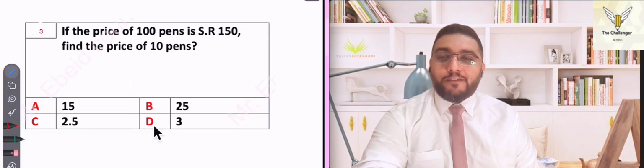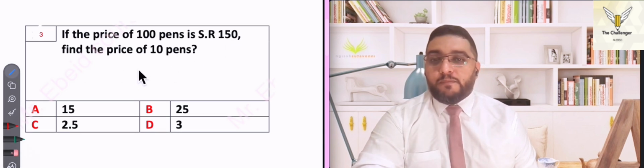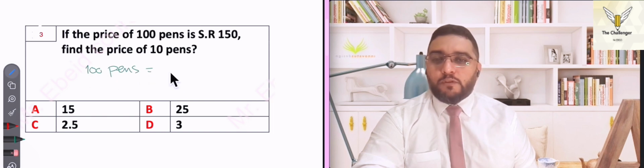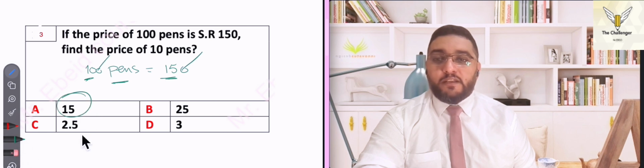The price of 100 pence is 150. Find the price of 10 pence. You know that if you have the price of 100 pence equals 150 reals, just divided both sides by 10, so we'll cross 1 0 with 1 0. So the price of 10 pence equals 15 reals.